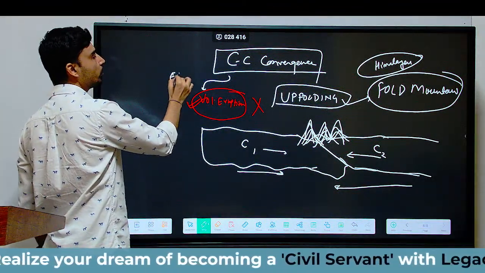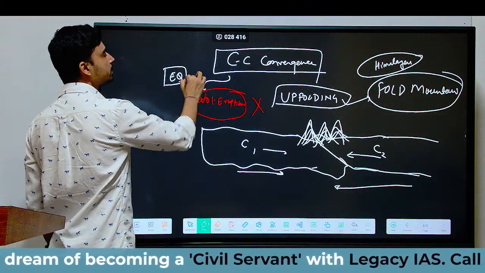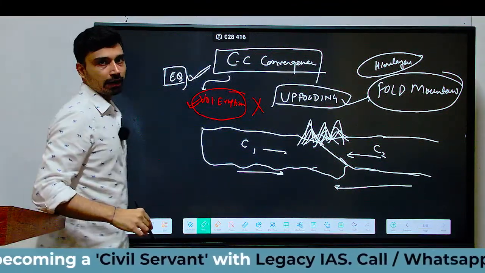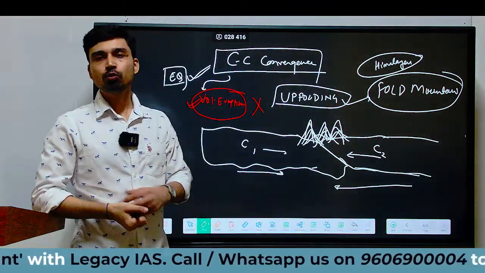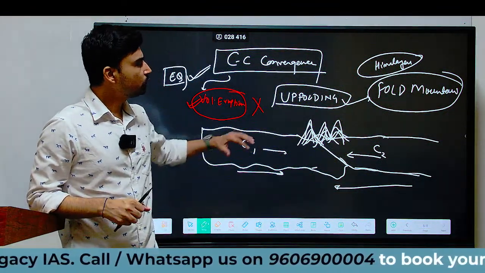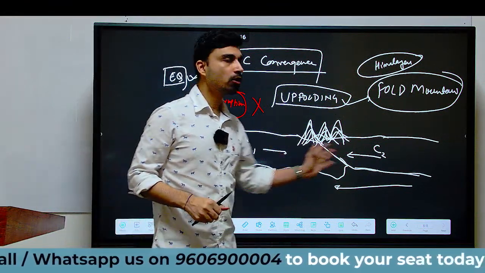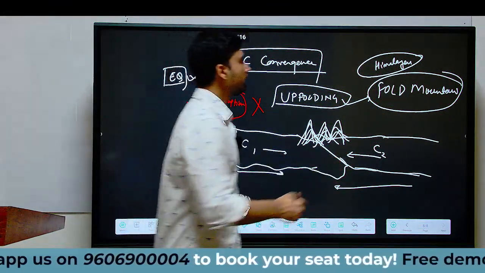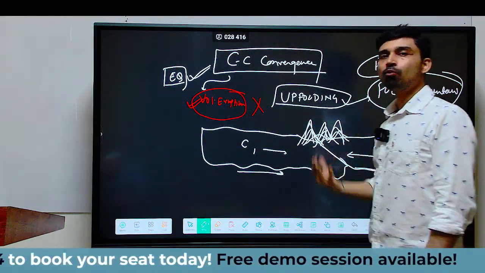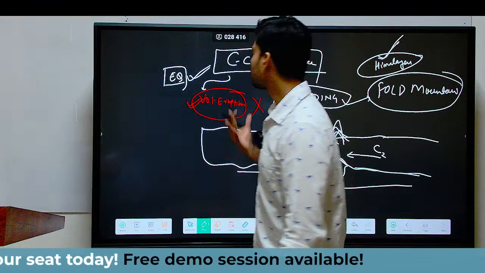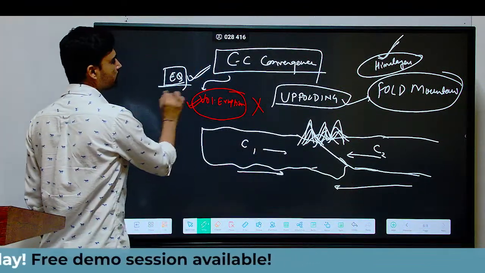What about earthquake? The answer is yes, definitely. If you look at the world map, the most earthquake prone zones are basically those zones where we are having the continental convergence. For example, Himalaya itself. If you talk about India, Himalayas are the most earthquake prone zone, the most earthquake sensitive region of India. So obviously earthquake can happen.